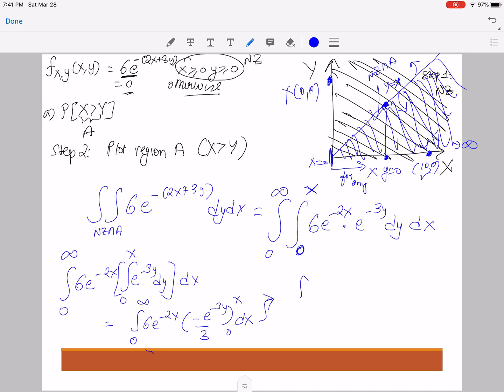Now that gives me the integral from 0 to infinity. 3 and 6 can simplify to a 2, so 2 times e to the negative 2x. And when I plug in the limits, when I plug in an x, I get negative e to the negative 3x. When I plug in a 0, I get negative 1. Negative and negative give me a positive 1. So let me just work here in order to save some space. So I get 1 minus e to the negative 3x.